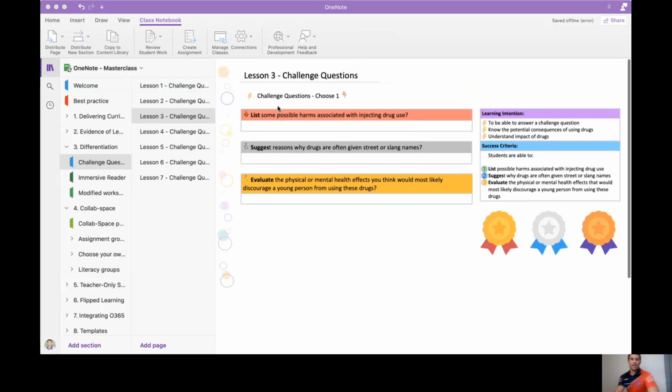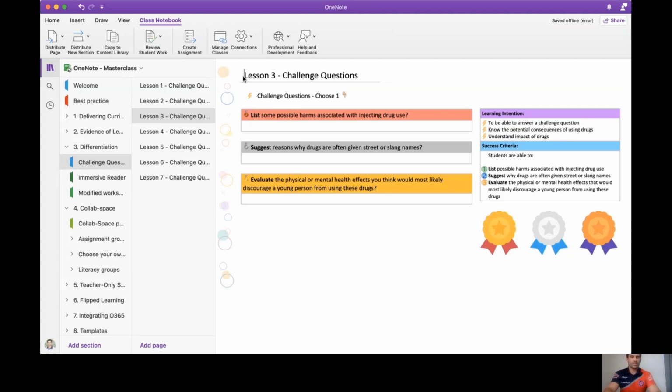But the best thing I like about it is the kids have that bit of choice and they love choice. They love being able to choose what they do. And it allows for students at different levels, if they don't quite understand the concept, or if evaluating the physical or mental health effects is a bit beyond them, they can go for the bronze or silver range.